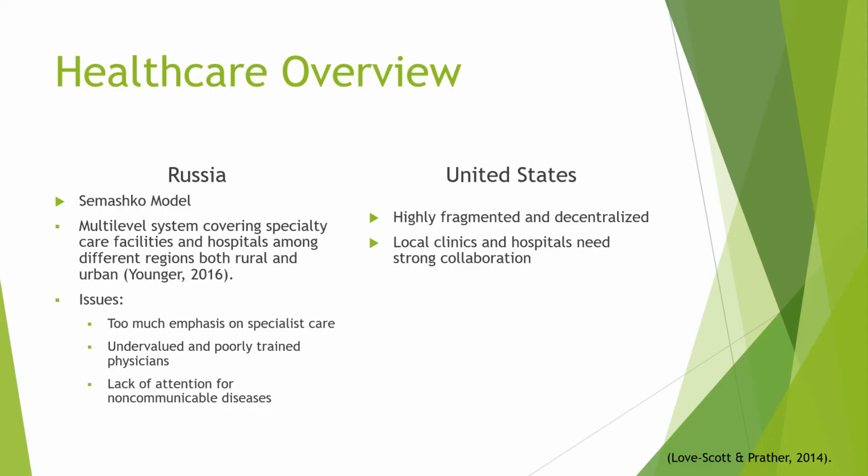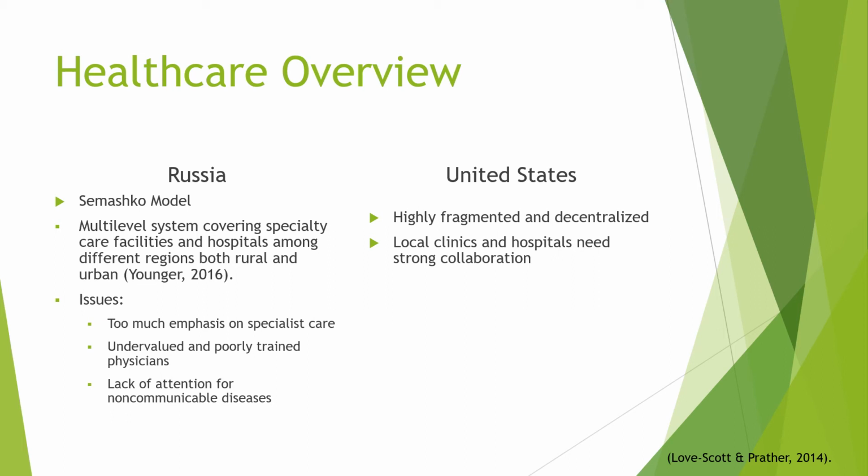Now I would like to take a second to look at the overall healthcare systems in both of these countries. In Russia, similar to the times of the Soviet Union, the Semashko model is still used. This is a multi-level system covering specialty care facilities and hospitals among different regions, both rural and urban. However, issues include that there's too much emphasis on specialty care, as stated previously. There are undervalued and poorly trained physicians, and lack of attention for communicable diseases.